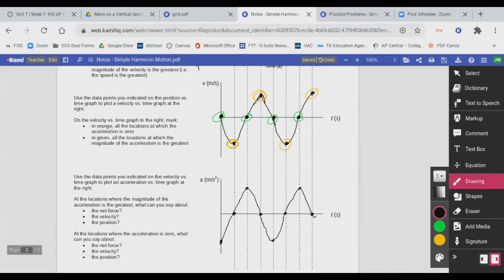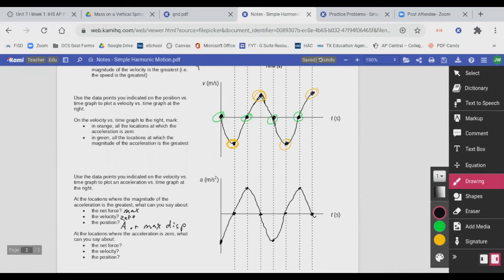All right, and it asks us, at the locations where the magnitude of the acceleration is the greatest, what can you say about the net force? Well, if the acceleration is the greatest, that means the net force must also be at its greatest. When the acceleration is the greatest, what's the velocity? 0. Absolutely, good job. And then what about position? Are we at equilibrium? We're at the amplitude, or we can say maximum displacement, whichever you prefer.